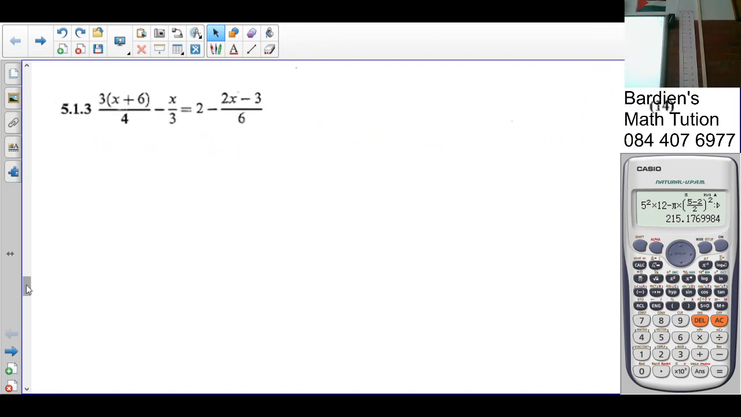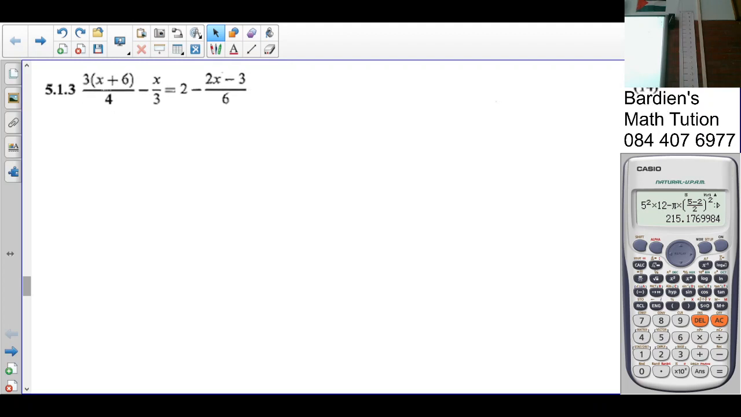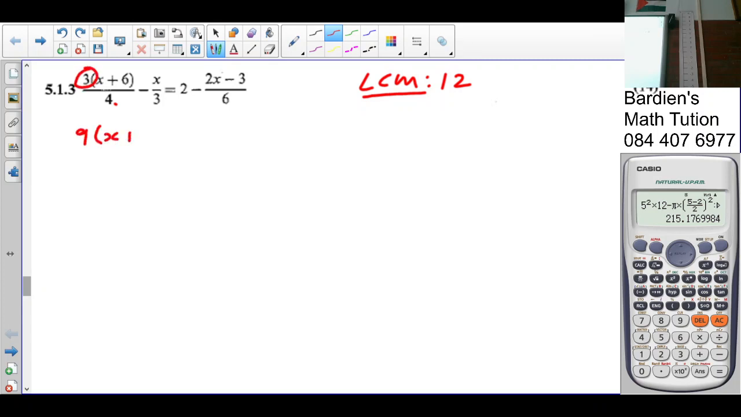Another algebraic fraction. So what are you going to do here? LCM, not so? So what's your LCM here? So this must be multiplied by 3. So 3 times this 3 is 9. That must be multiplied by 4. So it's 4 into x. That's over 1, so that must be multiplied by 12. So it's 12 times 2. That must be multiplied by 2. So it's 2 into 2x minus.